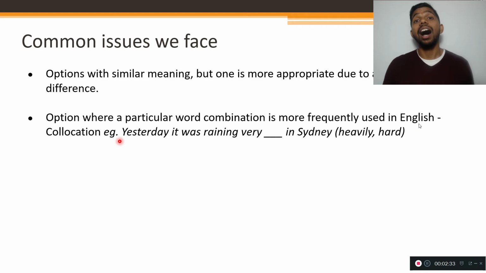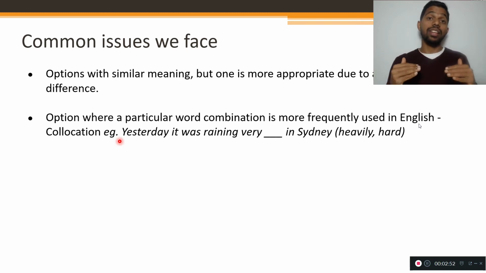However, raining very hard is not something that generally people say. But if I said it, you would still understand. If I said yesterday it was raining very hard in Sydney, you would still kind of understand what I said, but it would just sound off. So in instances like this, the word combination that's more frequently used together is the correct answer. And what I've given here is very general, basic conversational English.